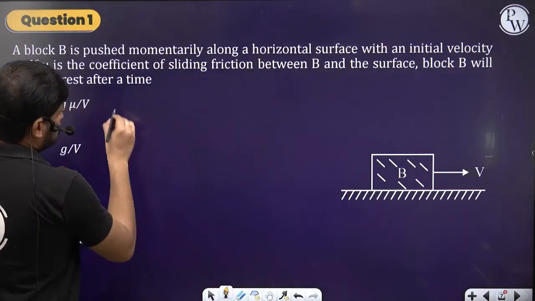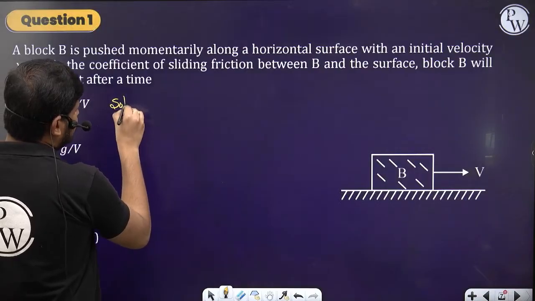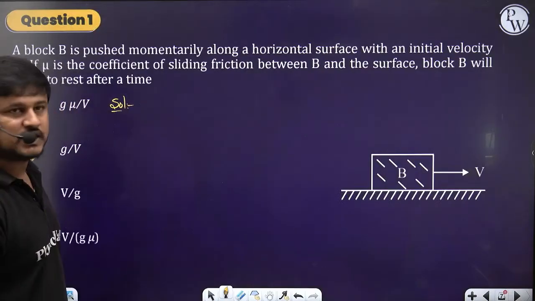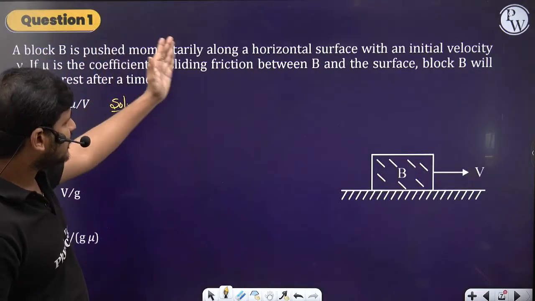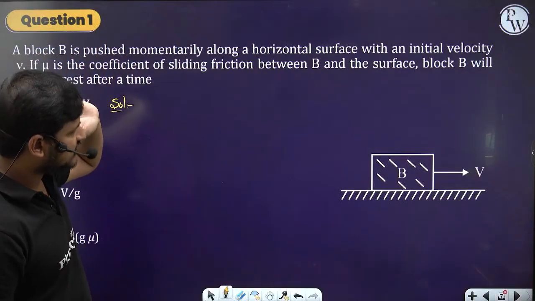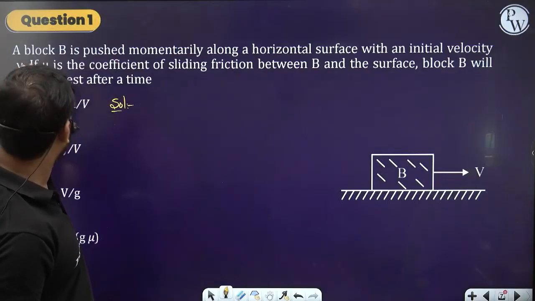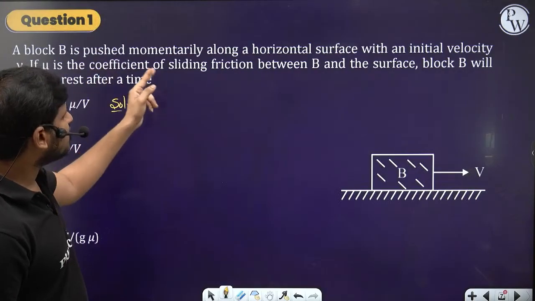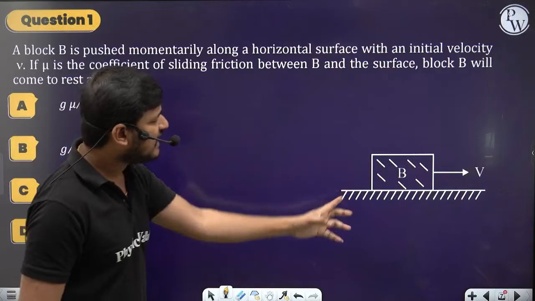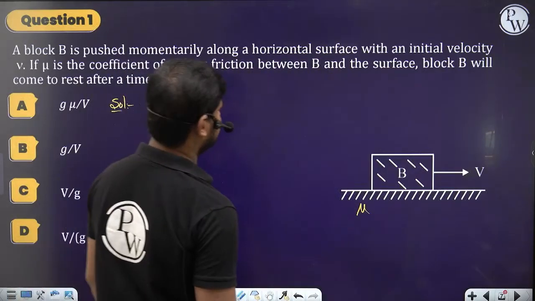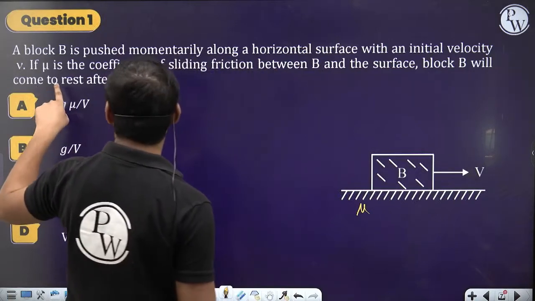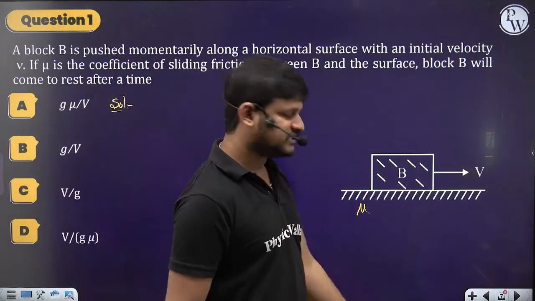So the question: pause the video and try it on your own, guys. A block B is pushed momentarily along a horizontal surface with an initial velocity v. If mu is the coefficient of sliding friction between B and the surface, block B will come to rest after a time.